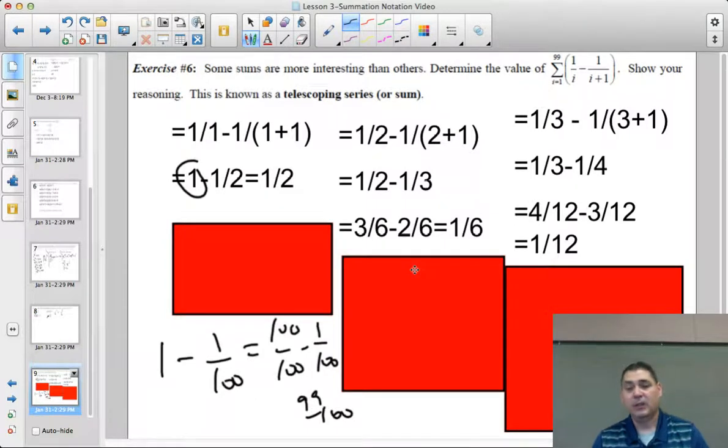That's 0.99. Now, if you change this to 999 and 1, you're going to see that the answer is going to be 999 over, I'm sorry, 999 over 1,000. So you're going to notice that it's trying to get to 1, but it never gets to 1. So all the fractions can cancel except for the first term and the last term. So when you subtract that, you get 99 over 100.